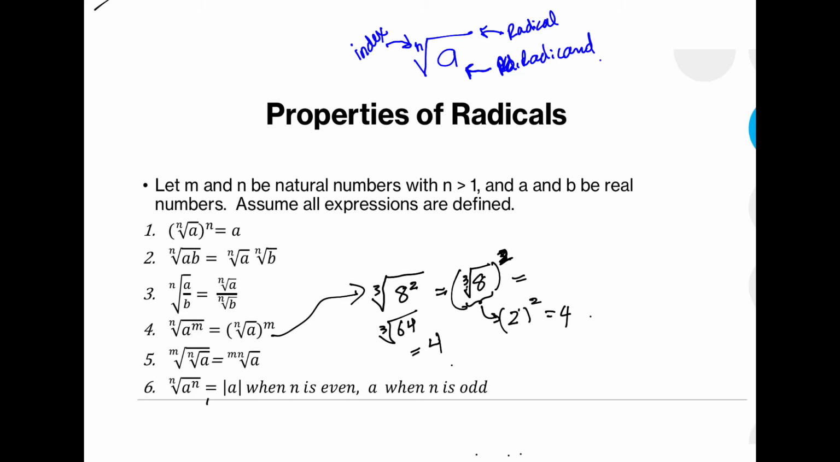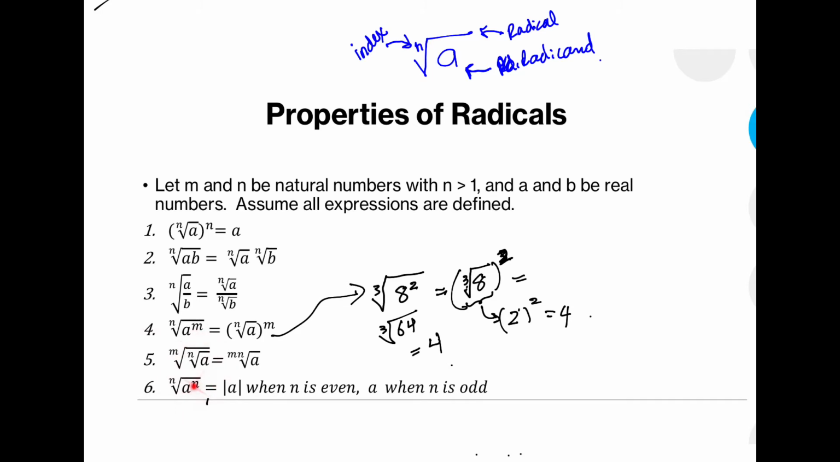Also here, if you have multiple roots going on, and here we're taking the mth root of the nth root of a, then we can take the root of the product of m and n. And that's something that can help us simplify more complicated things.